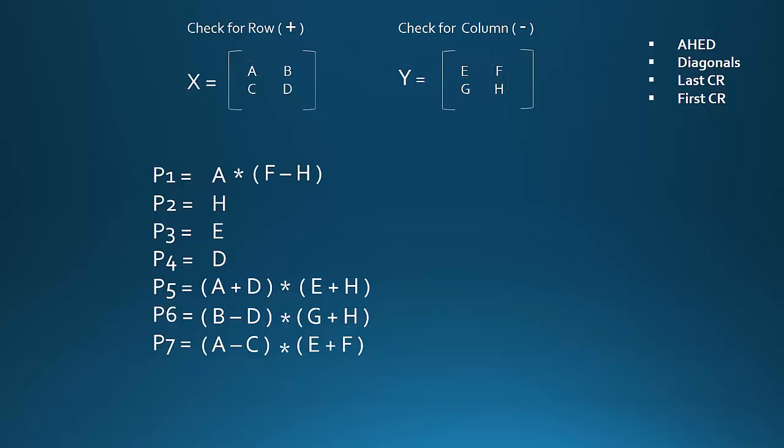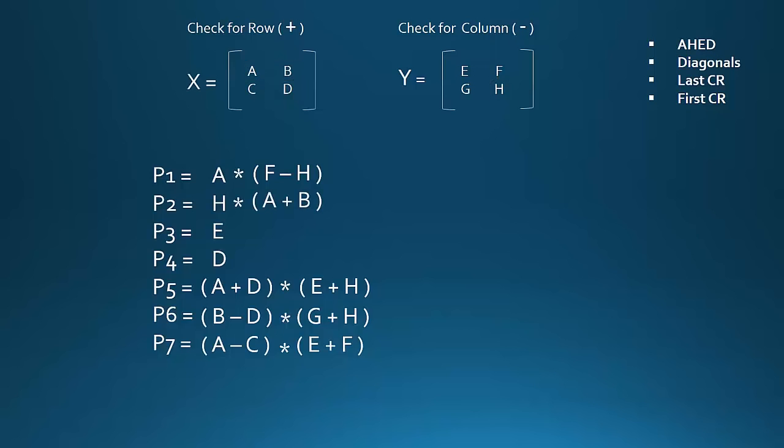Okay. Now consider P2. In P2 we have H. The opposite corresponding element of H is D. And since we are in X, we will consider for rows. The opposite row is AB. And since it is a row, we will write A plus B.